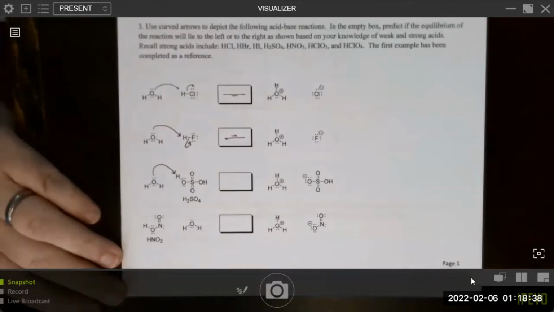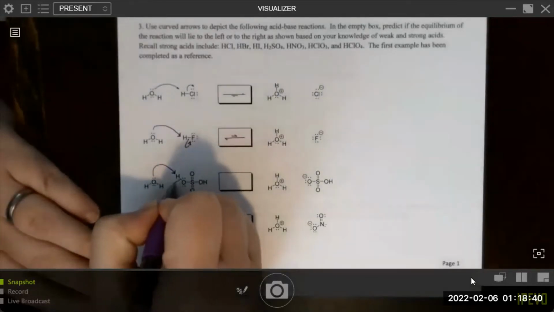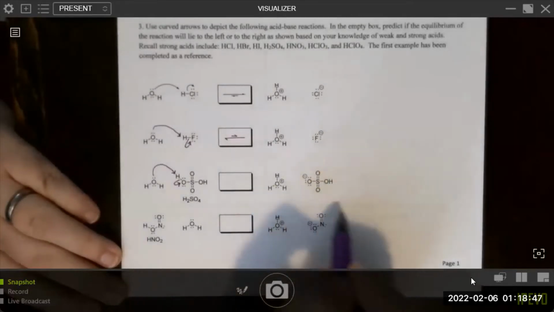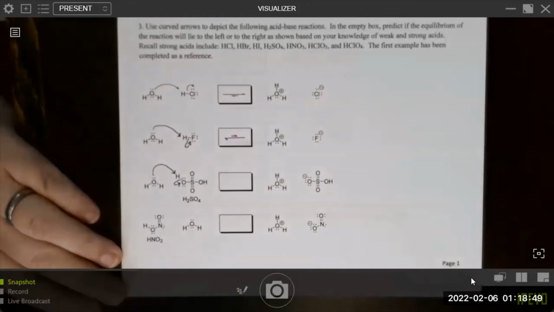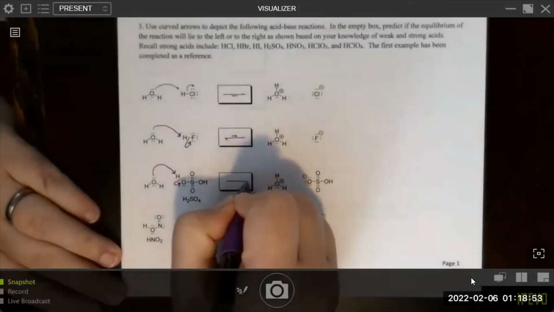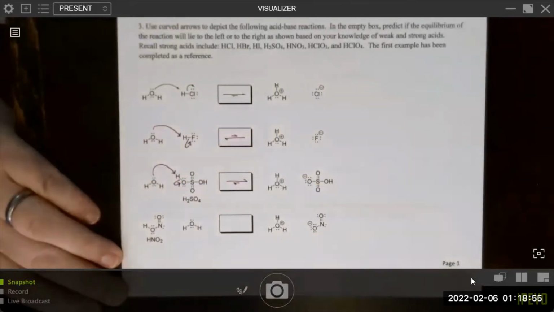So it will take a proton from sulfuric acid and we'll leave those electrons behind as a lone pair, which we see on here. And then again, sulfuric acid is a strong acid, so it's going to dissociate. So we're going to point towards the right.